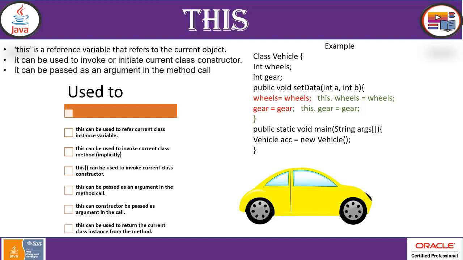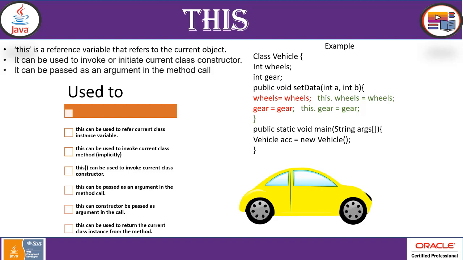Now what is this about? This is a reference variable that refers to the current object. In case of this, we are working with the current class, the current object. It can be used to invoke or initiate the current class constructor. It can be passed as an argument in the method call.